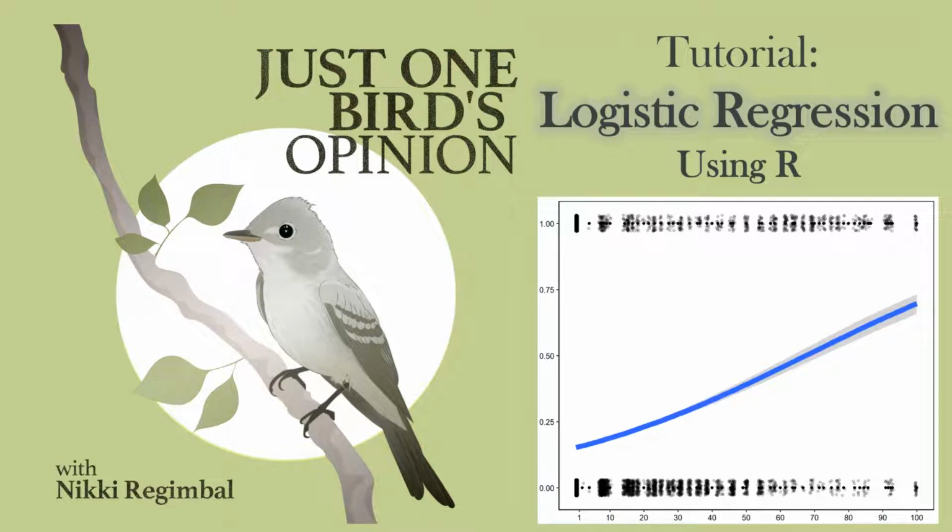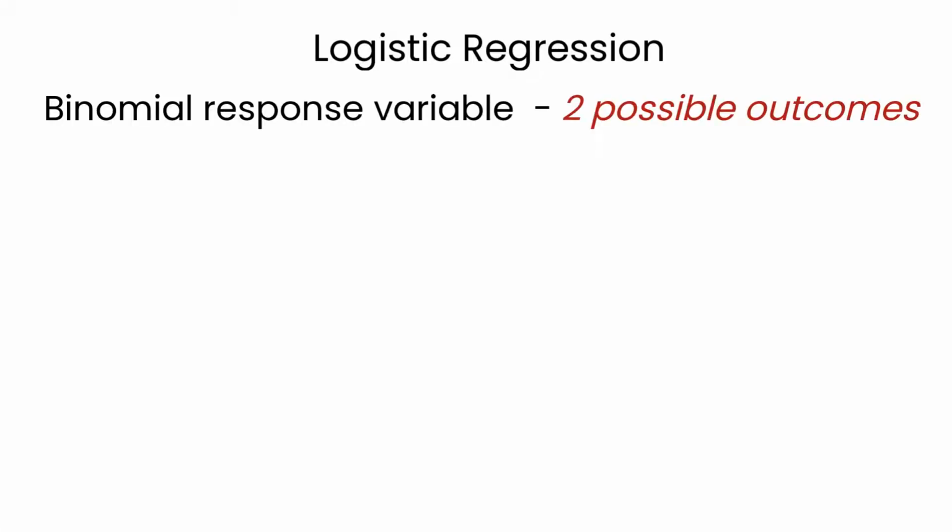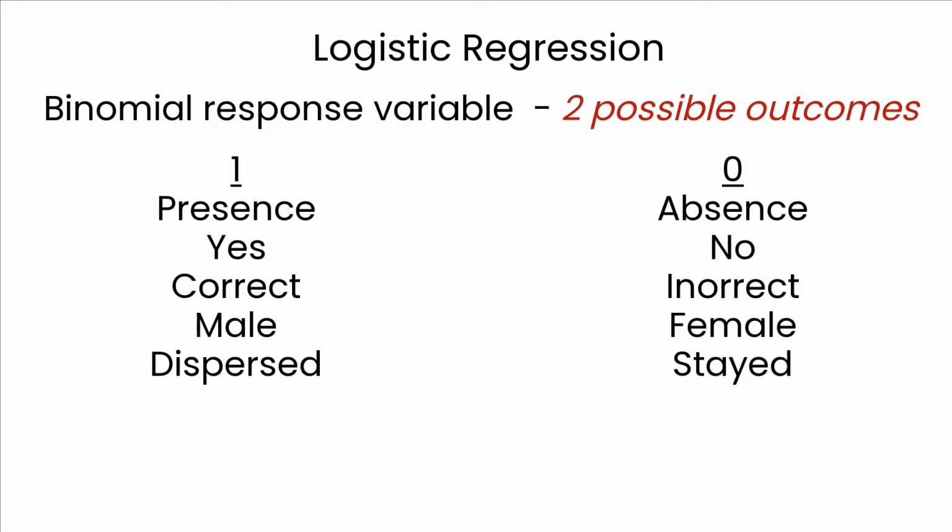Hello everyone, today I'm going to talk about how to do logistic regression in R. Logistic regression involves binomial response data, in which there are only two outcomes, generally assigned to a 0 or a 1. For example, presence or absence, yes or no, correct or incorrect, or some other categorical variable, such as male or female, dispersed or stayed.